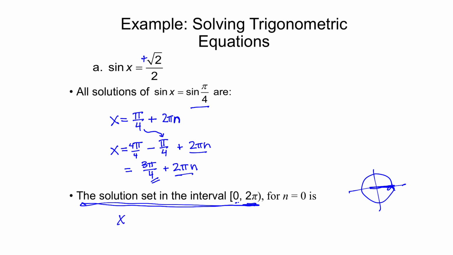This gives me pi over 4, where n is equal to 0, so we're kind of ignoring that, and the 3 pi over 4. That meant to be a comma, not a plus. Basically, we're just listing the two actual solutions we found and that we added 2 pi n to. These are the two places where the sine of x gives us positive root 2 over 2.